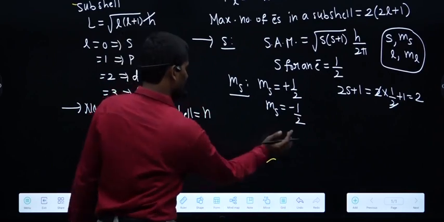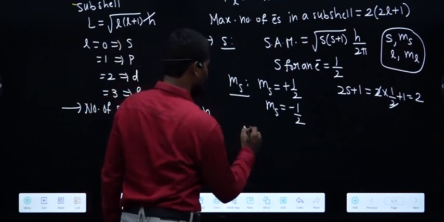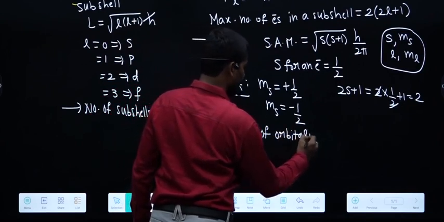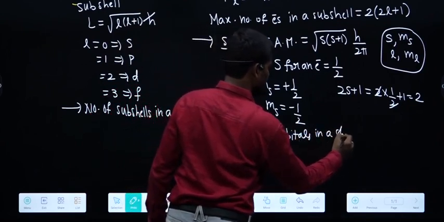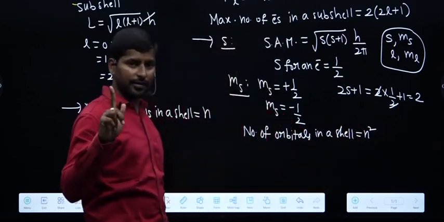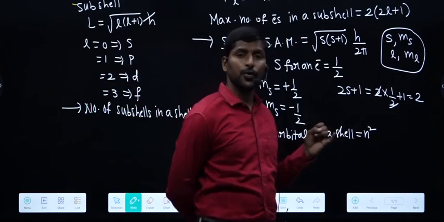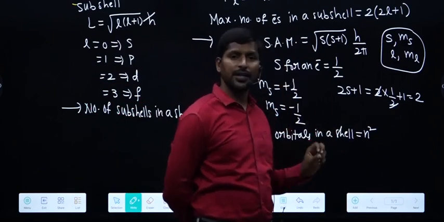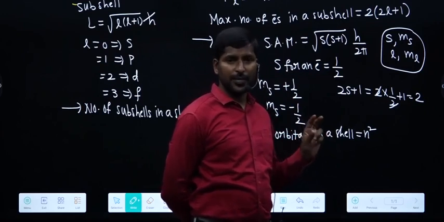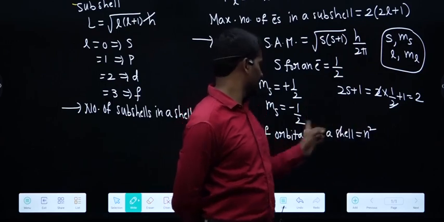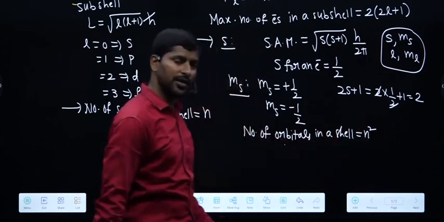So finally, what about the number of orbitals in a shell? The number of orbitals in a shell is given by n square. In the first shell, only the 1s orbital. In the second shell, 2s, 2px, 2py, 2pz, 4 orbitals we have. In the third shell, 3s, 3p subshell 3 orbitals, 3d subshell 5 orbitals, 5 plus 3 plus 1, 9. So the number of orbitals in a shell is equal to n square.